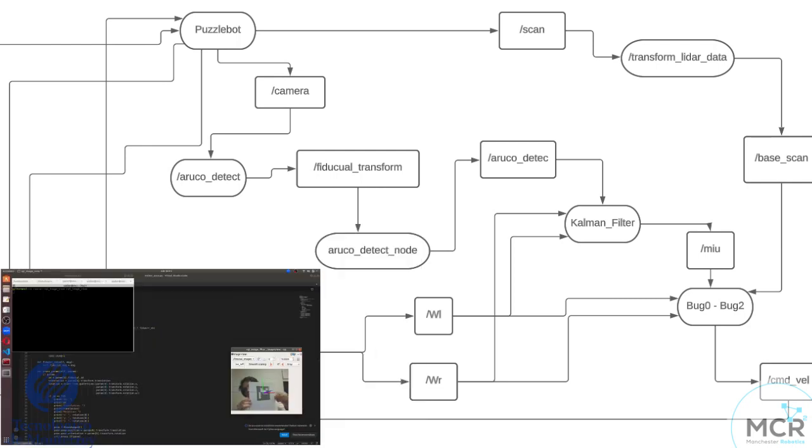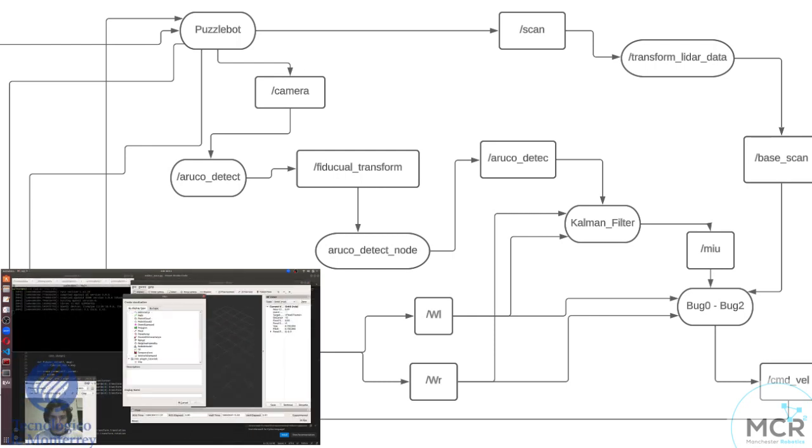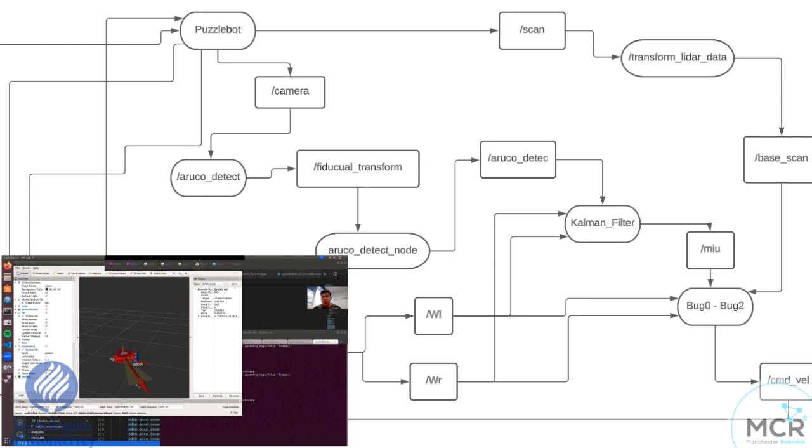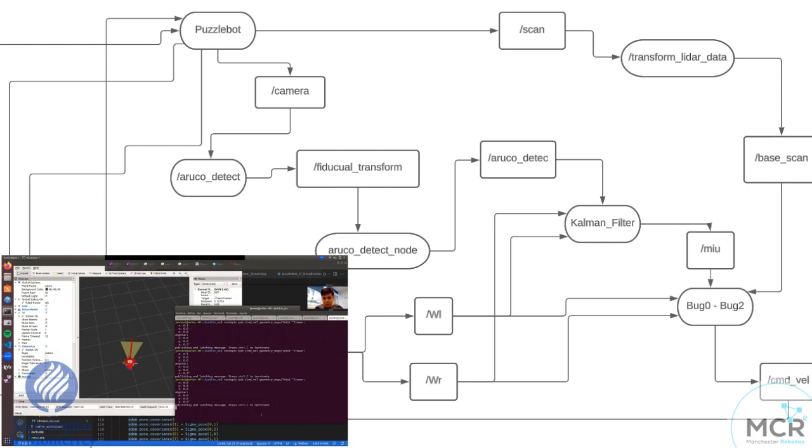We use an ArUco detect node to subscribe to the camera information and detect ArUco markers within the images. If an ArUco marker is detected, the distance and angle at which the PuzzleBot is located are calculated. This data is published for the Kalman filter. The Kalman filter calculates the odometry and receives data from the ArUco detect to correct the robot's position. The updated position is published so that the bug algorithm knows the current position of the robot. Then the bug algorithm is responsible for publishing velocities to the PuzzleBot.